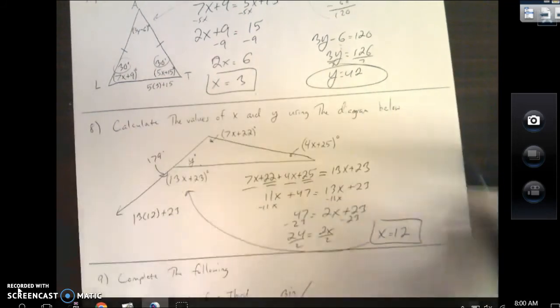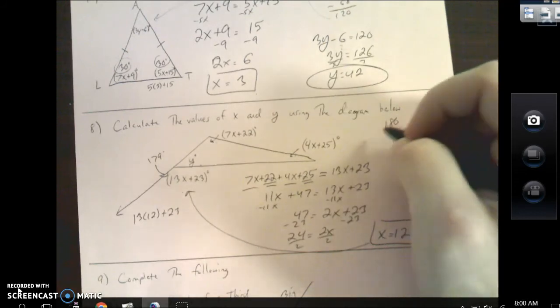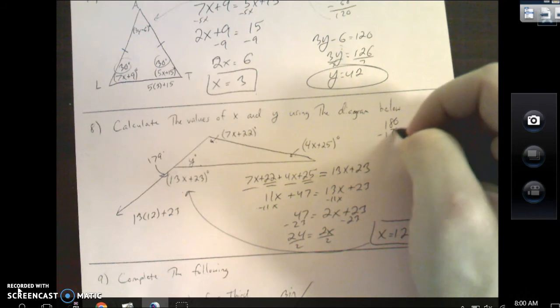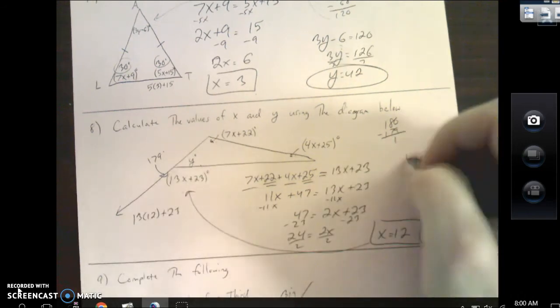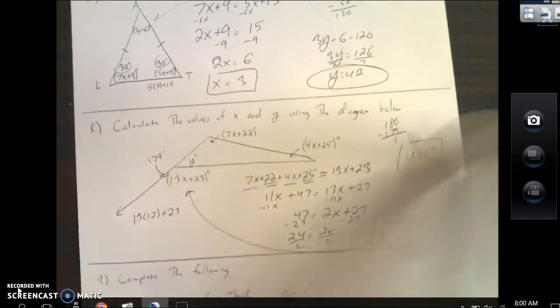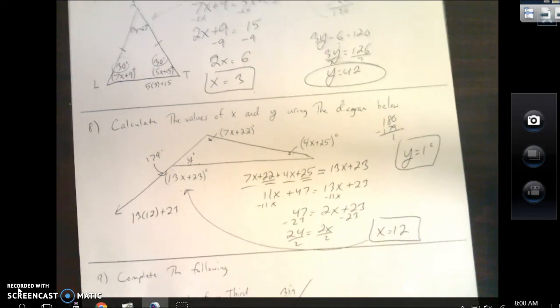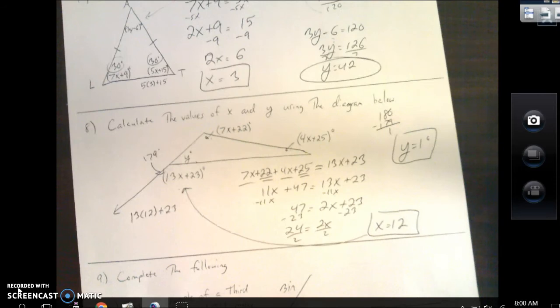I'm sorry, I want to find y. If I want to find y, just do 180 minus 179 to get me 1. So y equals 1 degree. Okay? And yes, it's okay to have a 1 degree angle. Alright, so keep that in mind. It's just a 1-2 punch, and you're in good shape.